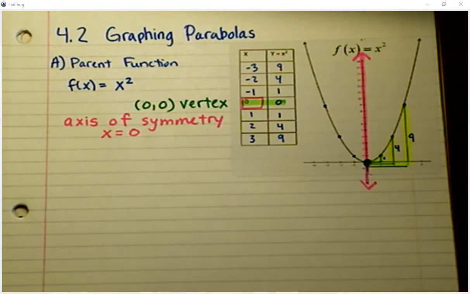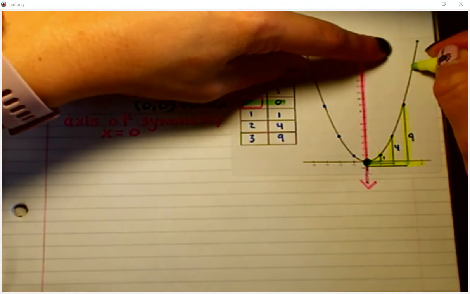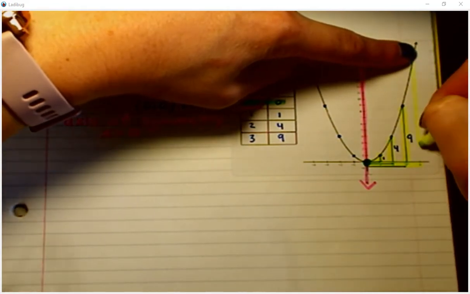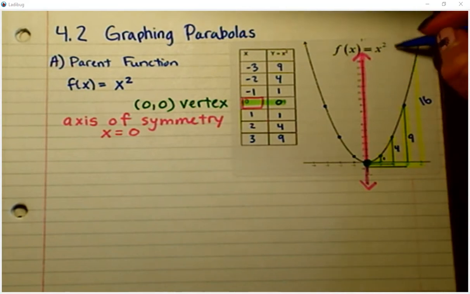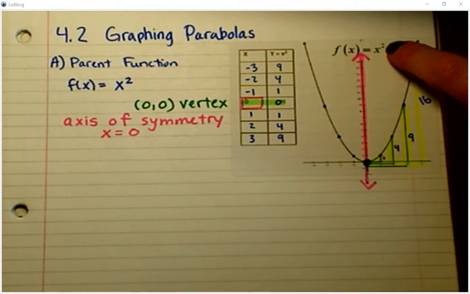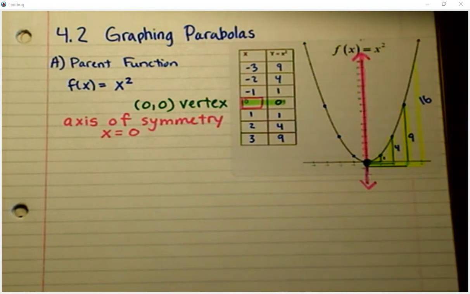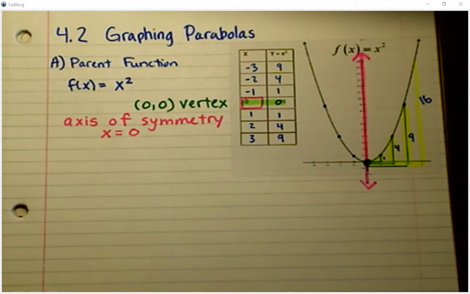Is there a pattern to how these numbers are going up? Okay, if I go over 4, how far up would I go? Yay, 16. See if I can do it. Okay, so notice that we are counting squares because it's a squared parent function. If I make this exponent a 3 or a 4 or a 5, it gets a different picture. Okay? X squared is specific to this picture.